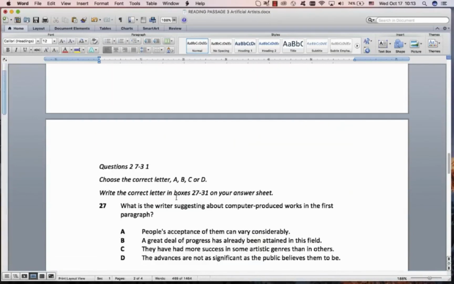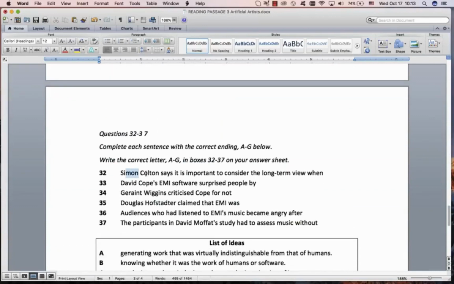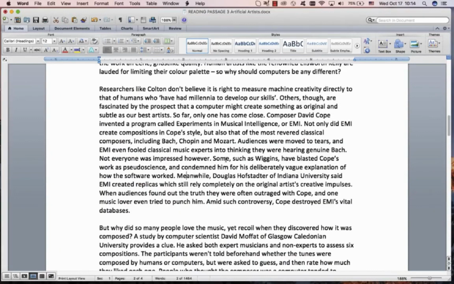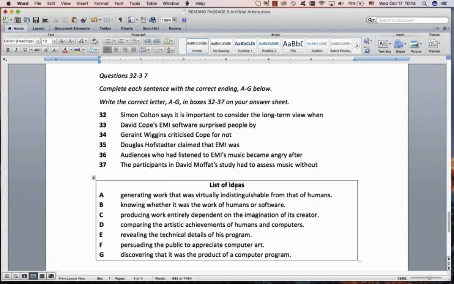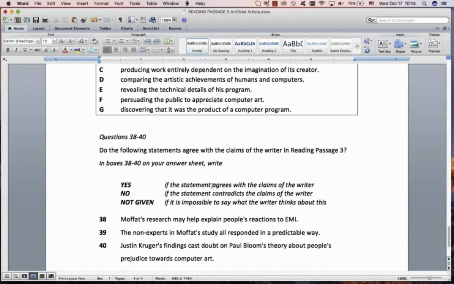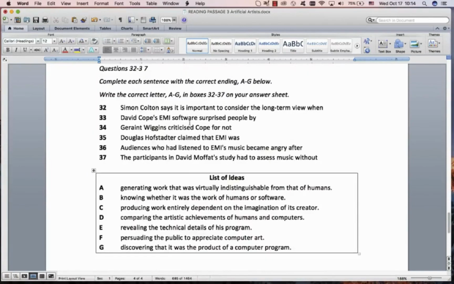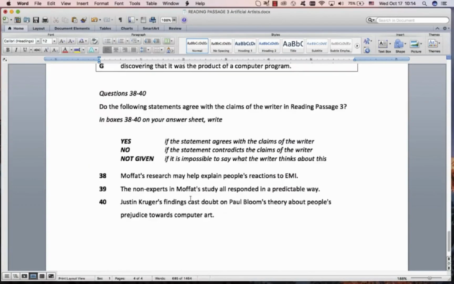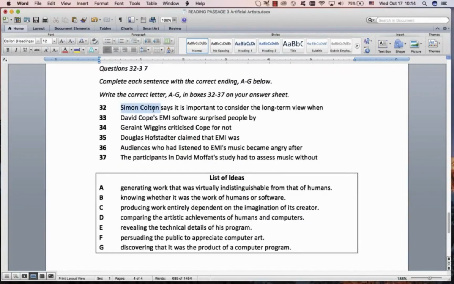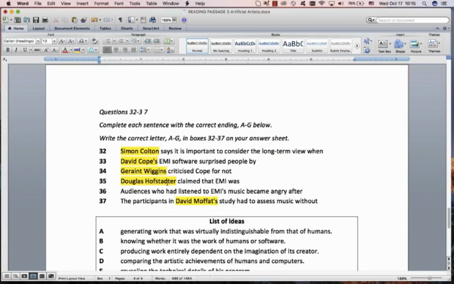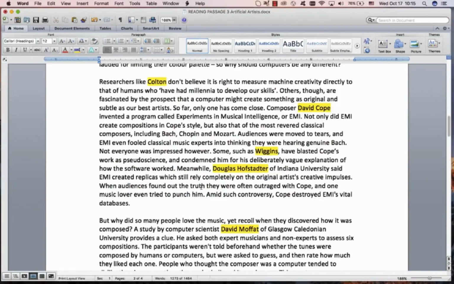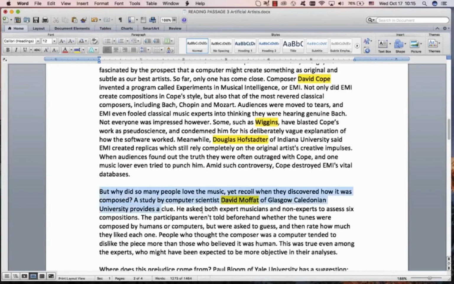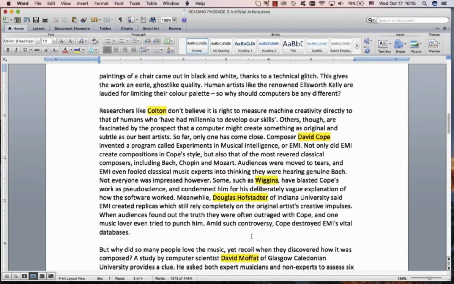We can confirm this quite quickly, because if you look at these, you'll see all of these names. So looking at this paragraph, you can see that all of these names are there. Right, so then you need to decide, are we going to start with this or are we going to start with this? I don't think it makes much difference. I would probably start with this, but you can start with this if you want, it's up to you. So let's go and find all of these names. Colton, Cope, Wiggins, Hofstadter, and Moffat. There's nothing here, there's no name. We can look for audiences later. So there they are over there. You can see the last question spills over into this paragraph.